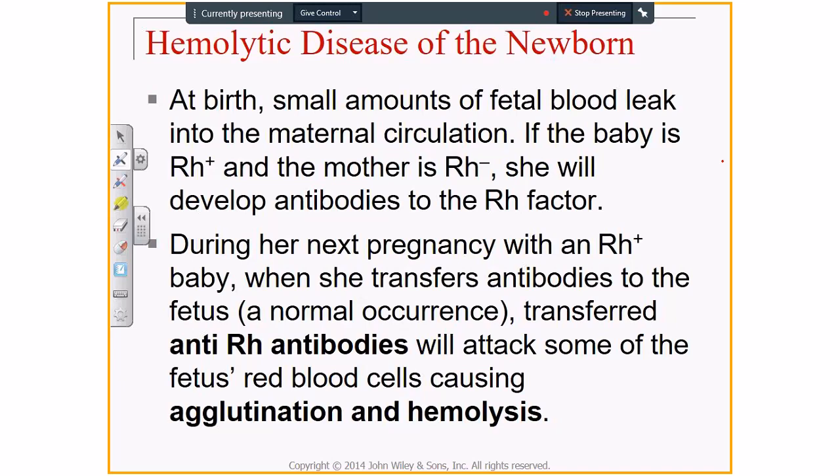The shot that they generally get is called RhoGAM, after the first delivery. Or it doesn't even have to be a successful delivery. If there was a miscarriage or an abortion, she will need the RhoGAM shot for the next pregnancies, okay? So she's building up antibodies from the first pregnancy that will try to attack the second.